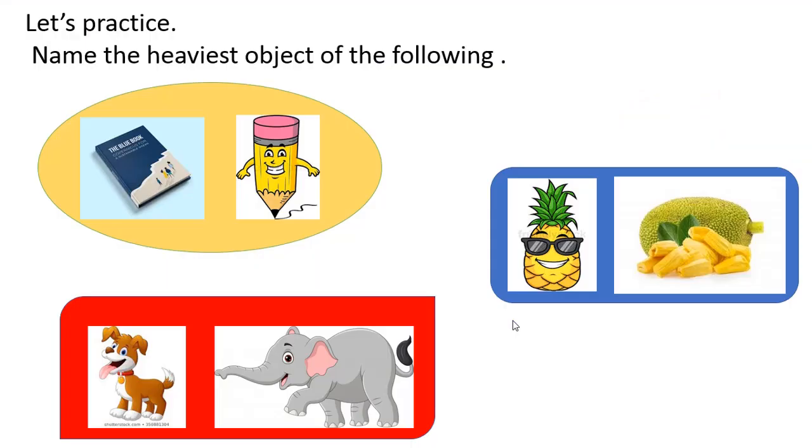Now let's practice. Name the heaviest object of the following. Here you can see many pictures. You have to compare these pictures and name the heavier one. Book, pencil: which is heavier? And pineapple, jackfruit, dog and elephant. Name the animal which is heaviest.